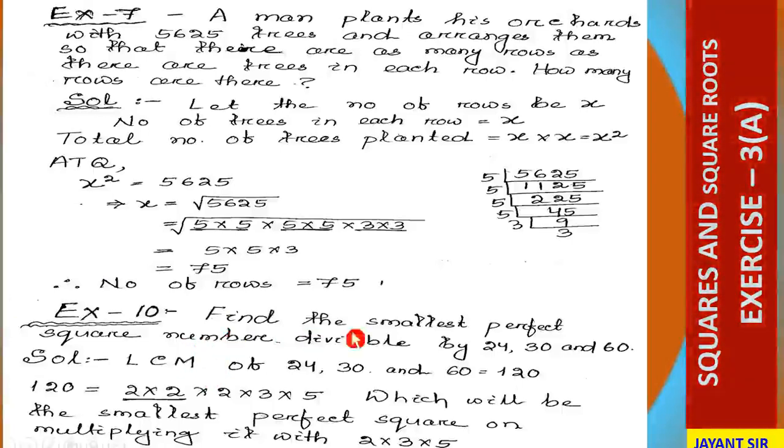Now come to example 10. Find the smallest perfect square number divisible by 24, 30 and 60. So the LCM of 24, 30 and 60 equals 120. So 120 can be written in prime factors as 2 into 2 into 2 into 3 into 5.